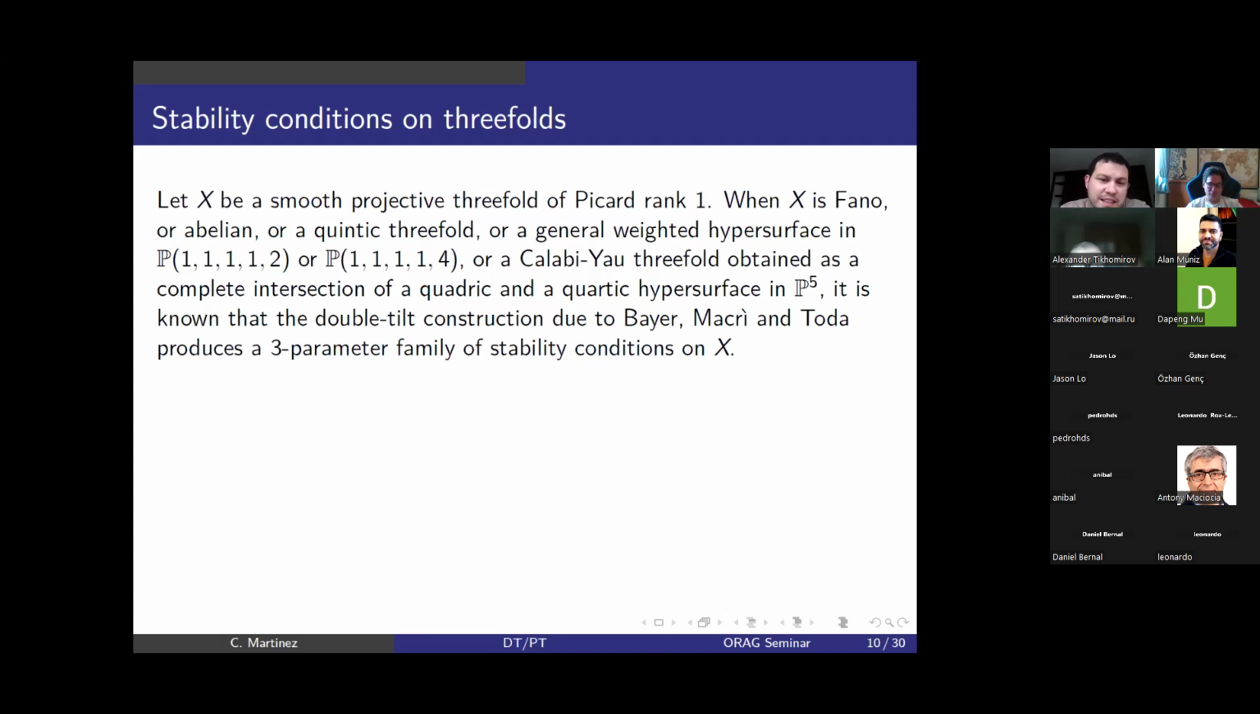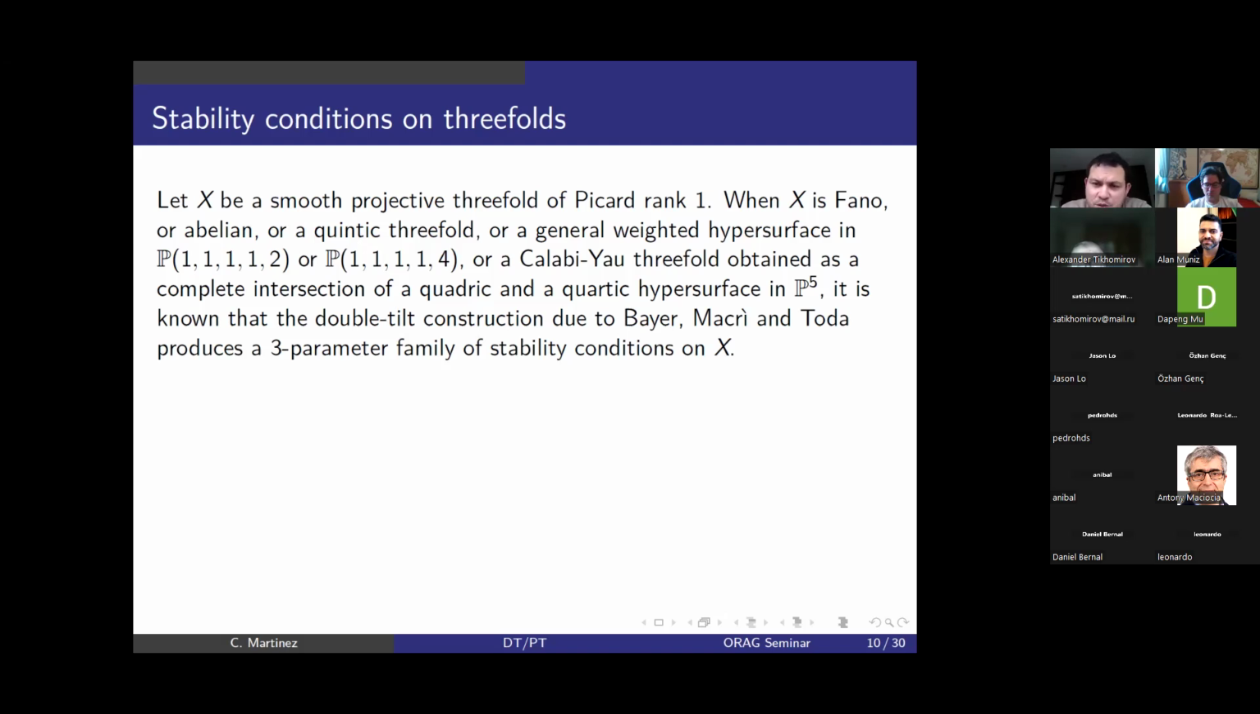So the nicest thing that we have is if we take a smooth projective threefold of Picard rank 1, and we have this construction for stability conditions due to Bayer, Macrì, and Toda that gives us a three-parameter family of stability conditions in this case. And it's known that it works and actually produces geometric stability conditions when X is either Fano, abelian, a quintic threefold, a general weighted hypersurface in one of these two weighted projective spaces, or a Calabi-Yau threefold obtained as a complete intersection of a quadric and a quartic hypersurface in P5.